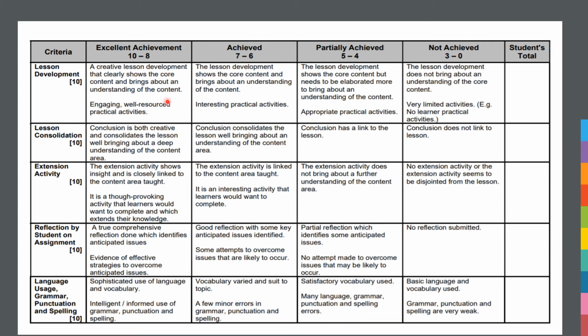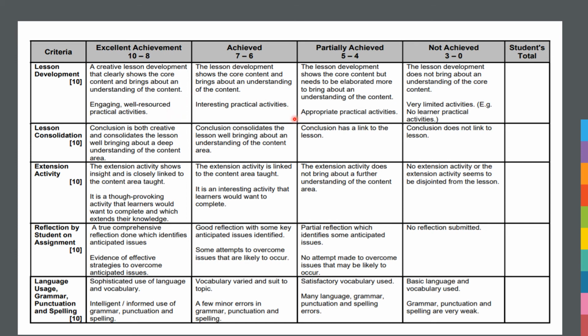If we look at the lesson development, for Achieve, we've got the lesson development shows the core content and brings out an understanding of the content, interesting practical activities. For Excellent Achievement, a creative lesson development that clearly shows the core content and brings about an understanding of the content, engaging, well-resourced practical activities. So we definitely want to find ourselves between the 8 to 10 category.